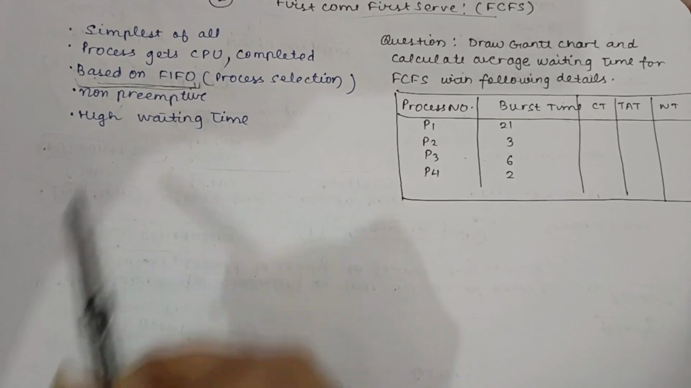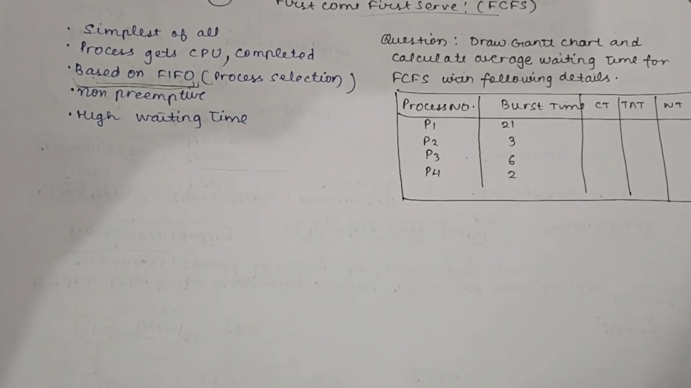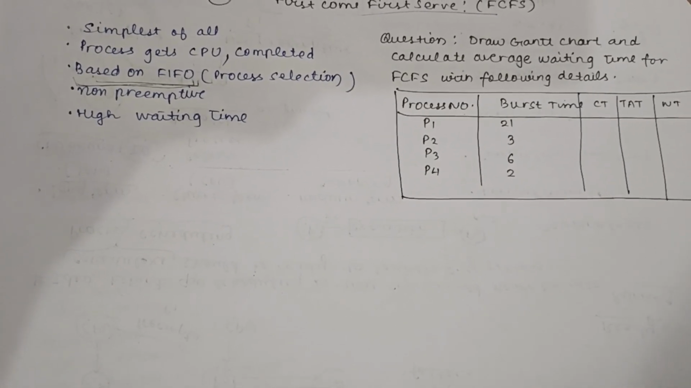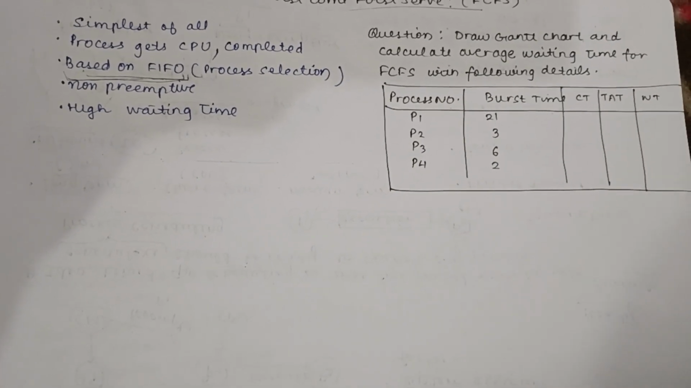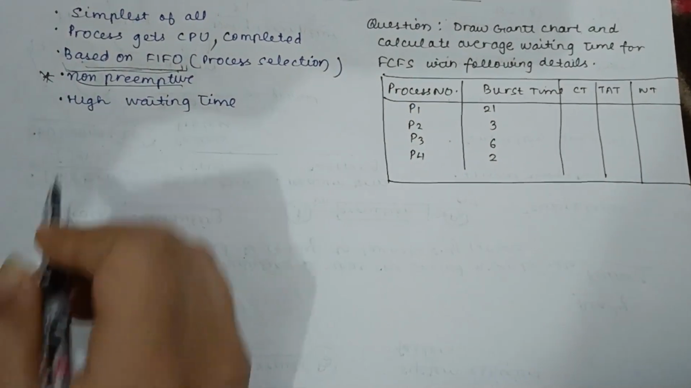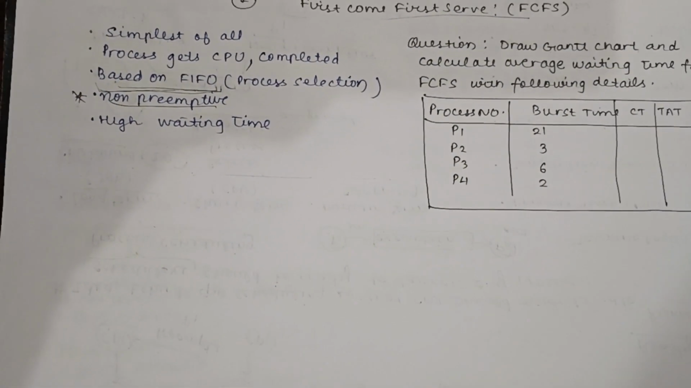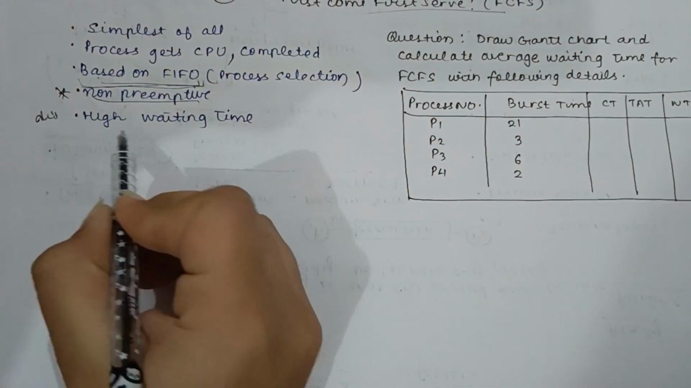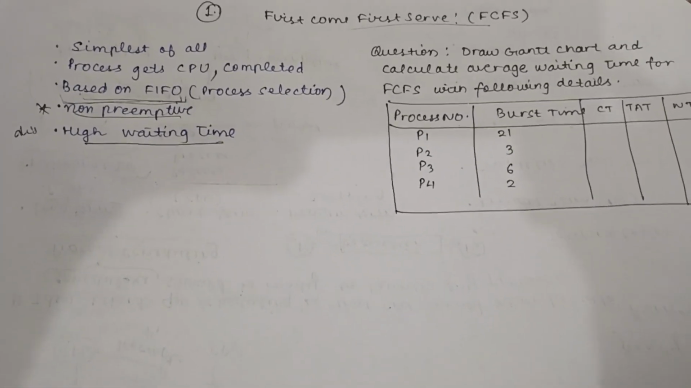For example, we have different processes, P1, P2, P3. So how is the process selected? That's first come first serve. First in first out: the process that comes first in the ready queue is given the CPU first. And then it is non-preemptive. This needs to be noted. We cannot preempt the task because it is first come first serve. The one which comes first is served first, and the disadvantage is that it has a high waiting time. We can get more knowledge of it by solving this numerical.